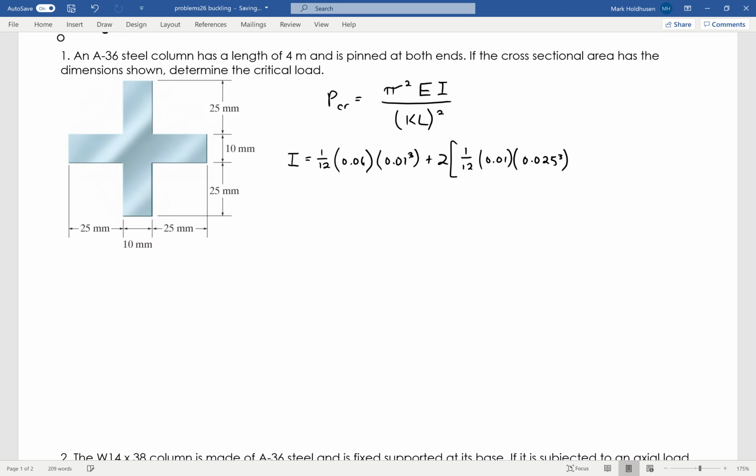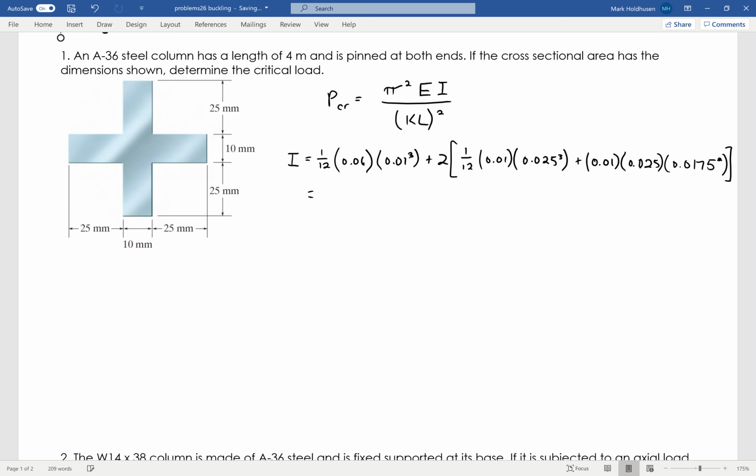And then of course I've got the parallel axis theorem that I need to add on, which is the area, 10 by 25, times the distance squared. The distance goes from 5 and then 12.5, so 17.5 away. Again, there are 2 of those. To get from the neutral axis to the center of that rectangle, I go up 5 to the bottom of it, plus the 12.5 to get to the center. That's where the 17.5 comes from.